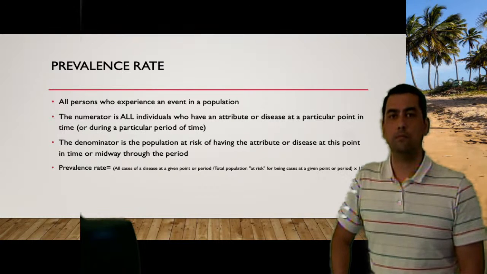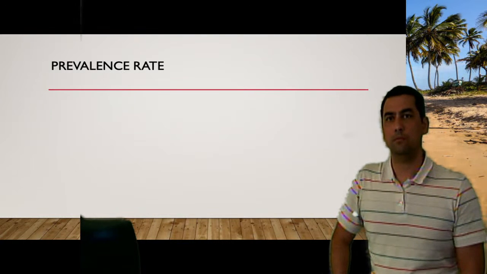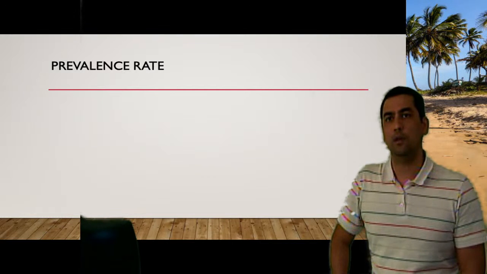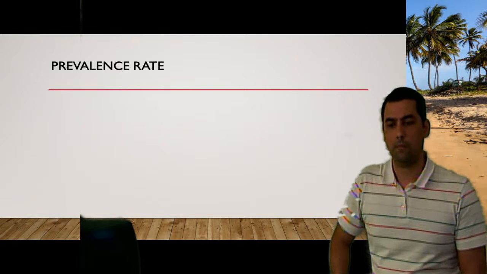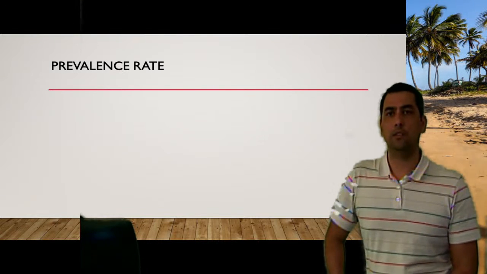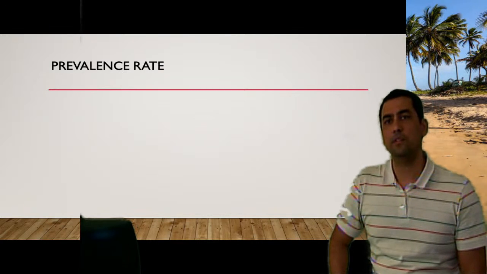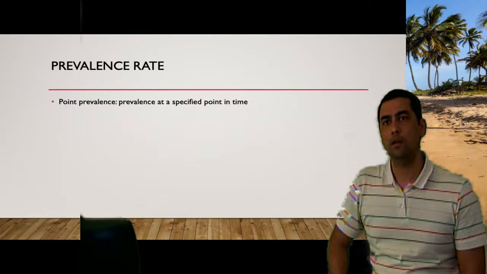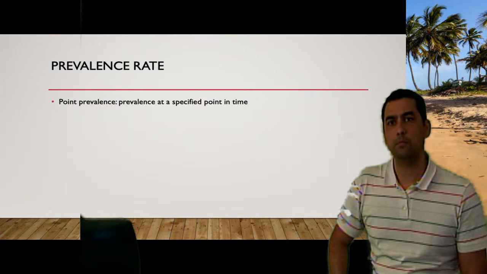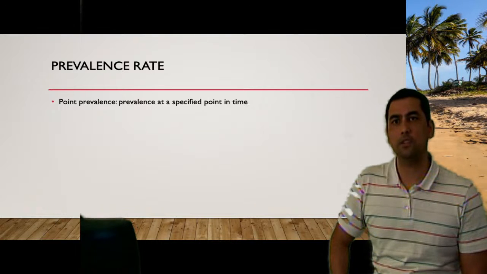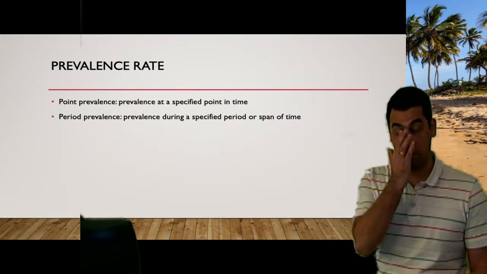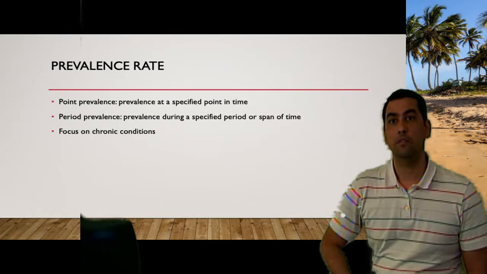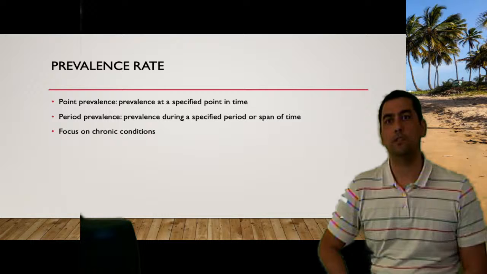The rate is usually expressed per 100,000. Okay, rates are usually over 100,000. Prevalence rate: point prevalence is at a specified point in time. Period prevalence is during a specified period or span of time. The focus of prevalence is on chronic conditions.